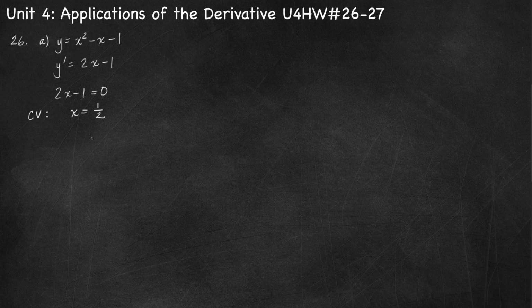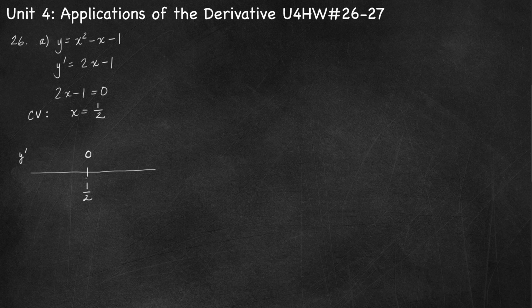So I potentially have a relative min or a relative max at x equals 1/2. But to be sure, I need to check and make sure that my derivative changes sign from positive to negative or negative to positive. So I'm going to draw a number line. I'm going to place my critical value on my number line. At 1/2, my derivative, y prime, is equal to 0. And this is the only place where my derivative is equal to 0.